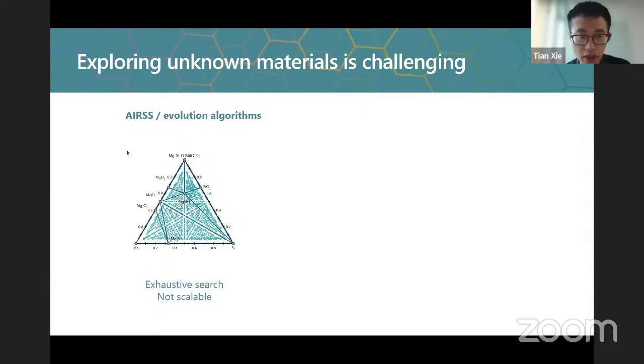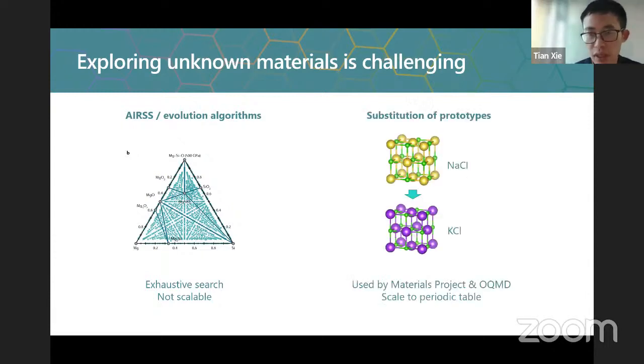Because even if you're looking for this, a typical success rate is that if you run 500,000 calculations, you can only find maybe 10 to 20 stable materials. So this is highly inefficient, and obviously cannot scale up to the entire periodic table. Therefore, there has been significant work to explore another approach called a substitution approach.